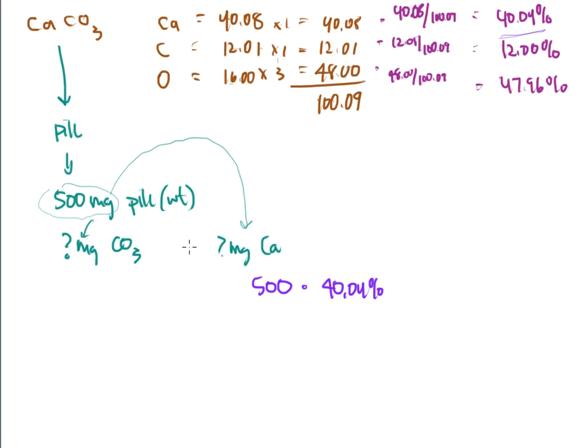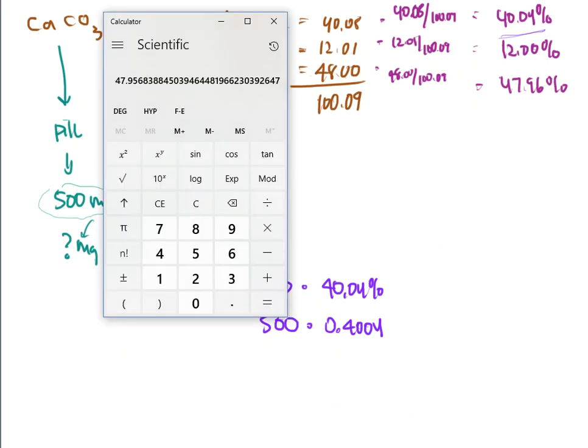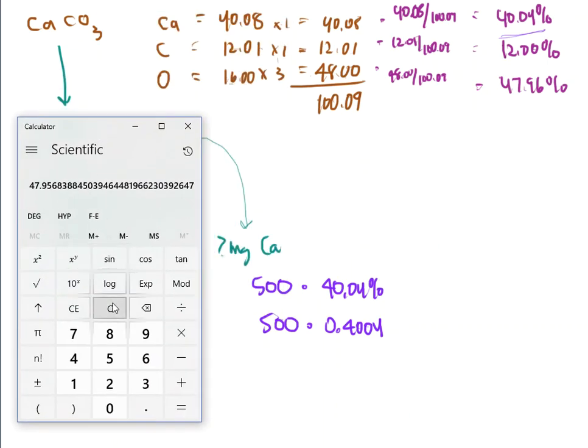So I'll take 500 and I multiply it by 40.04%. Well, if you've got a cheap calculator, it's got a percent key on there. You take 500 times 40.04% and you hit enter, and it gives you the answer. If you spent close to $200 on a calculator, it doesn't have a percent key. So we're going to have to change this to a decimal. So we divide by 100, change that to a decimal. That way you can multiply these two values together, and you'll end up getting the weight of calcium in that particular 500 milligram pill.